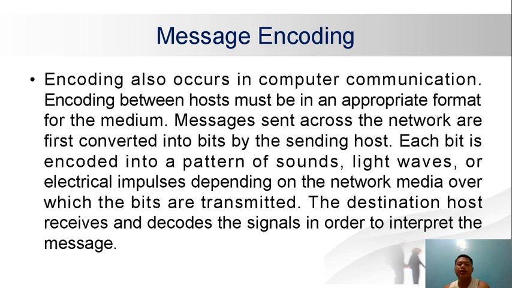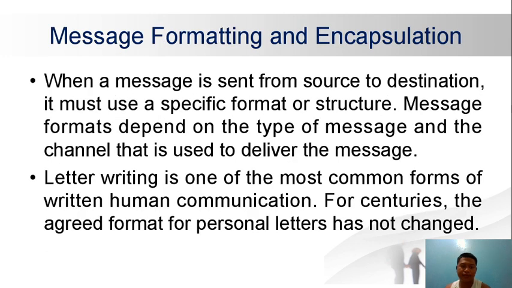Message encoding. Encoding also occurs in computer communication. Encoding between hosts must be in an appropriate format for the medium. Messages sent across the network are first converted into bits by the sending host. Each bit is encoded into a pattern of sound waves, light waves, or electrical impulses, depending on the network media over which the bits are transmitted. The destination host receives and decodes the signal in order to interpret the message.